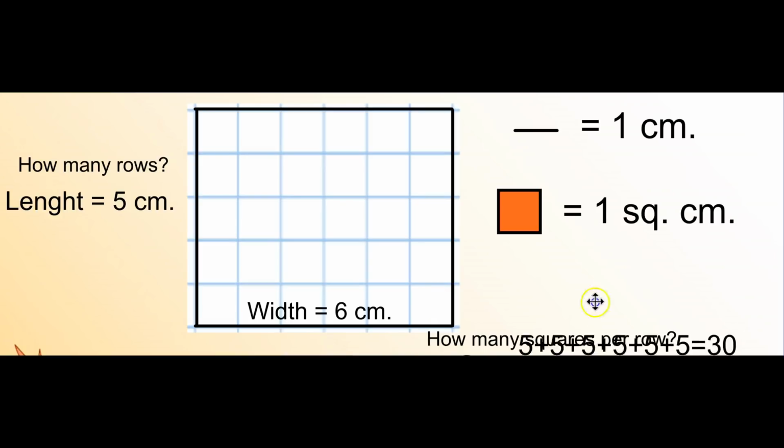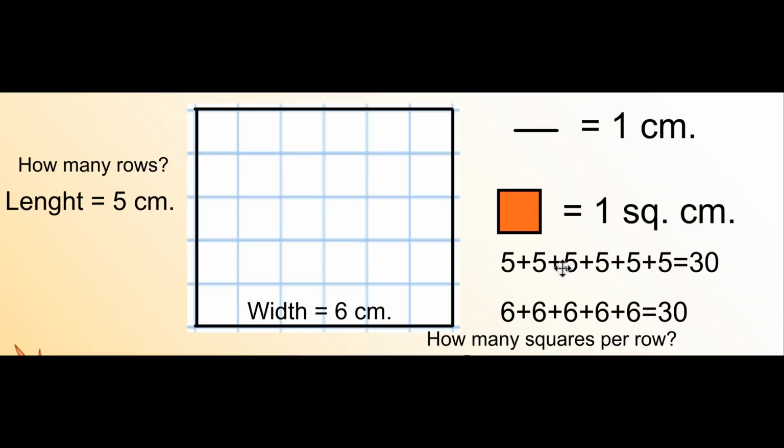So I could use repeated addition number models. 5 plus 5 plus 5 plus 5 plus 5 plus 5, 6 times, because I have 6 columns of 5. That gives me 30. Or 6 plus 6 plus 6 plus 6 plus 6, because I have 5 rows of 6. Either way, I have an answer of 30. And to express that for our area, we would say 30 square centimeters.